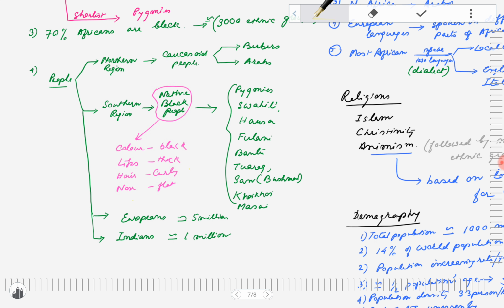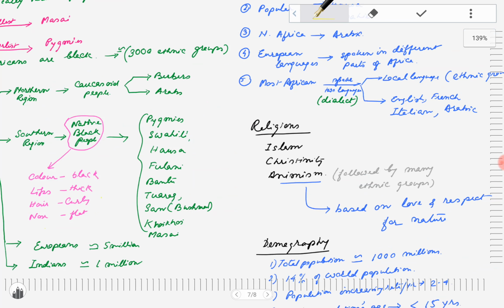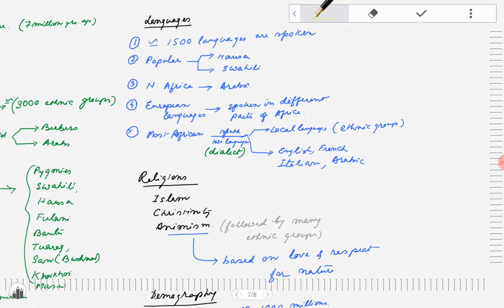Now, European peoples are also found. People from Europe came to Africa at different times. There are approximately 5 billion peoples, and Indians are about 1 million. Previously they went to Africa, settled there, and have now become citizens of Africa. Now, about 1500 languages are spoken.